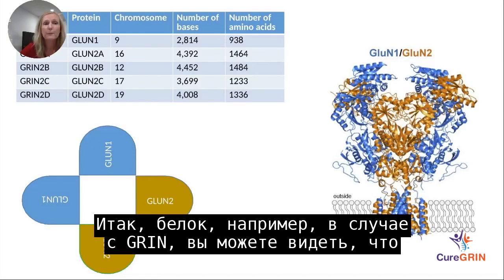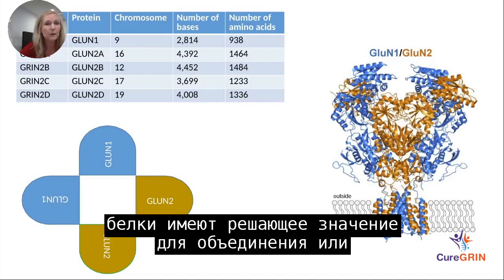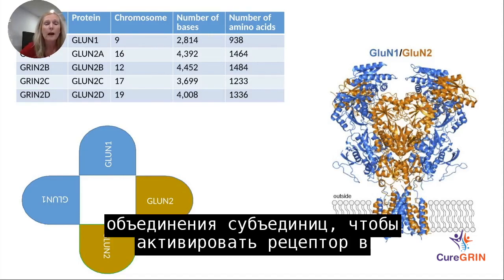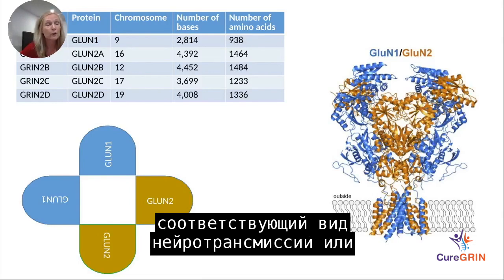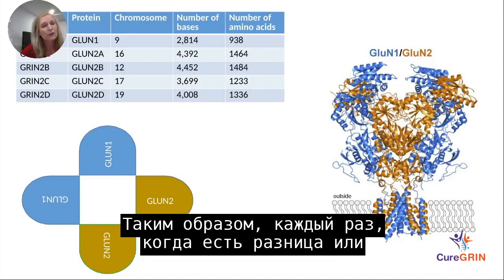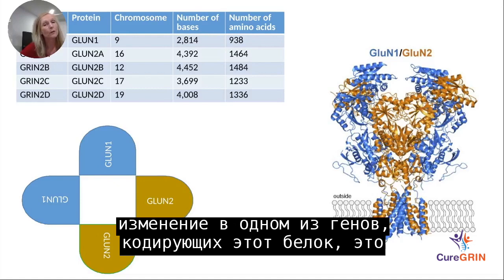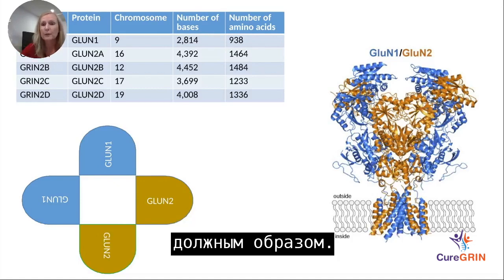For example, in the case of GRIN, the GRIN1 gene codes for a protein called GluN1. These proteins are critical, as subunits coming together, to activate a receptor in the brain, which then allows for appropriate neurotransmission, or communication amongst the brain cells. So anytime there's a difference or change in one of the genes that codes for this protein, it can cause this receptor to not act properly.